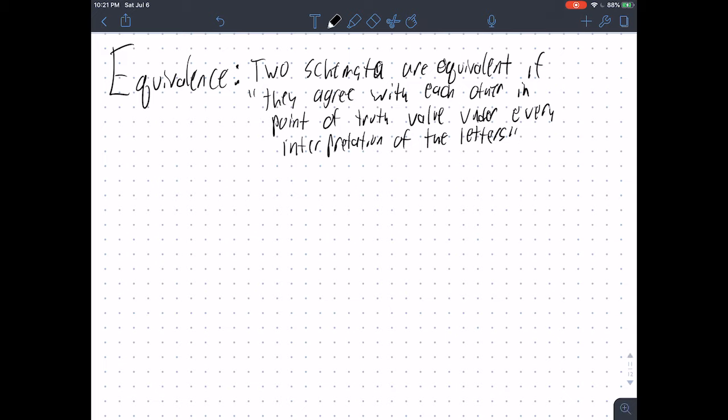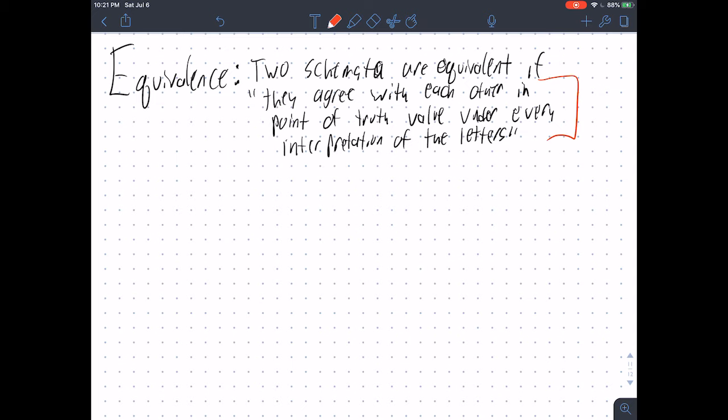Once again, you might wonder, wouldn't it be nice if we had a logical connective that represented equivalence? Quine has a way of saying things a little fancier than he needs to. All this means, they agree with each other in point of truth value under every interpretation of the letters, is that they always have the same truth value, or as Quine notes, they agree case by case under truth value analysis.